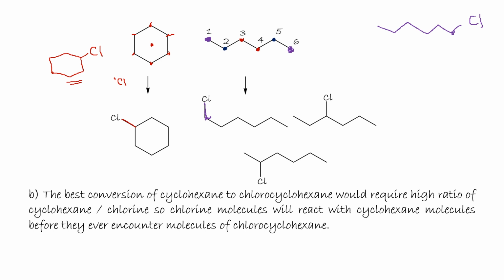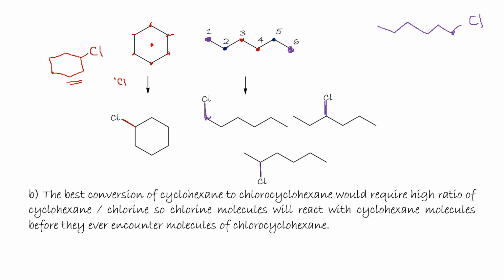Again, if we replace 2 or 5, it will be 2-chlorohexane. 3 or 4 will be 3-chlorohexane. So in cyclohexane, only one compound. In hexane, we can expect three different products.